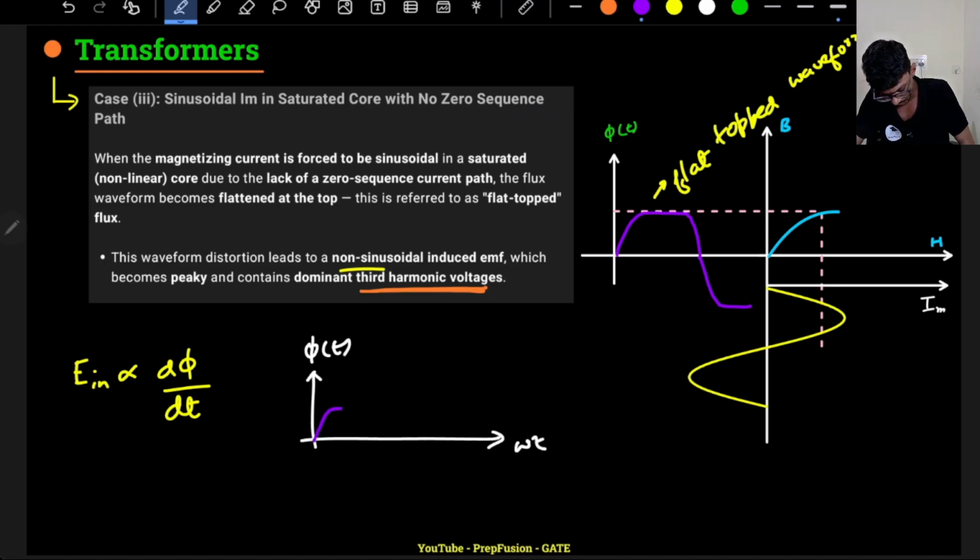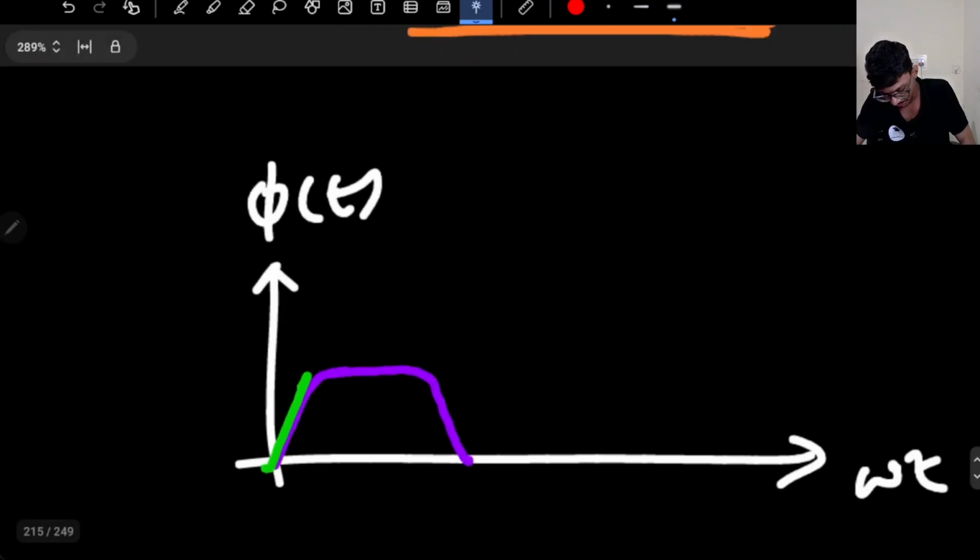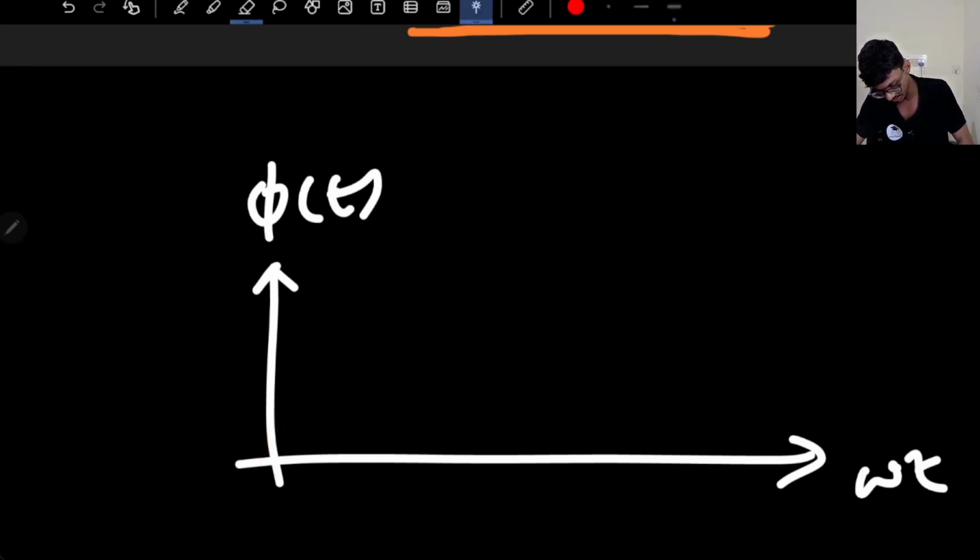So the waveform of flux. Here the induced EMF will be proportional to the differentiation. The differentiation is almost linear, almost sinusoidal. But here there is a very large change in flux, and here there is very little change in flux. The waveform is somewhat like this; suddenly it becomes flat top.